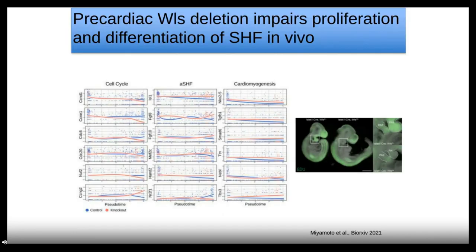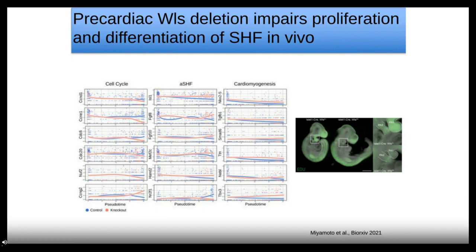And just to further show that, we can look at some of the individual genes. What we generally see is that genes, as I just mentioned, that are associated with the cell cycle are downregulated here, whereas genes that are associated with cardiomyogenesis tend to be upregulated in the control cells. I'm sorry, in the mutant knockout cells.